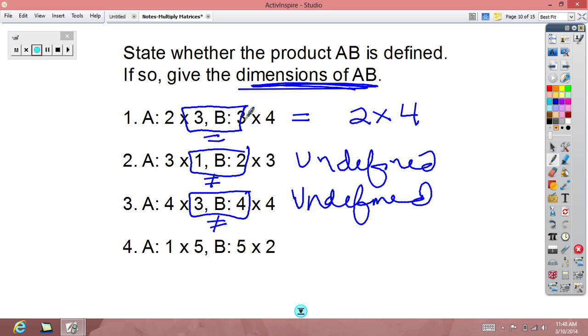Okay, I'm just going to write an equal if these are the same so that you can see. And then number 4, 1 times 5, 5 times 2, these are the same, they're equal, so my solution matrix is a 1 by 2.